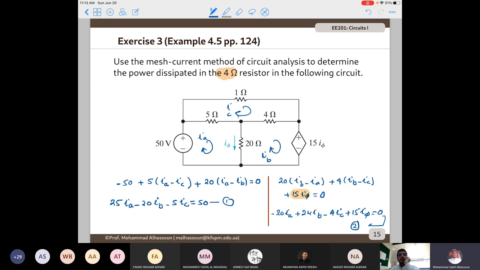So what's the current passing through the 4-ohm resistor, based on the variables that we have? Loop IC. Which loop? We're interested in finding the current circulating, the current passing through the 4-ohm resistor. It's 4.